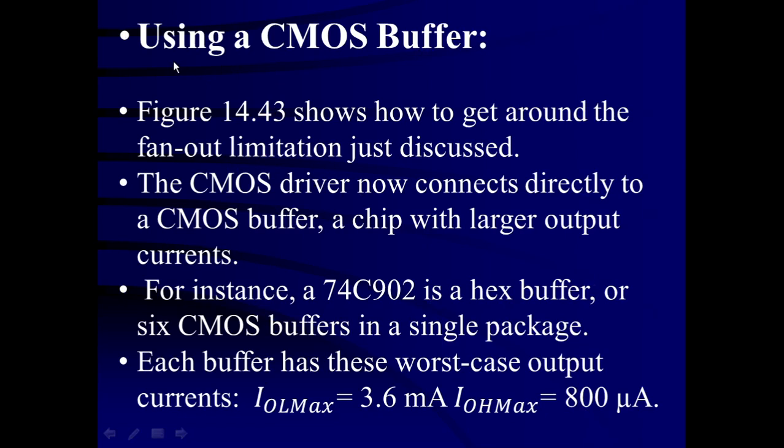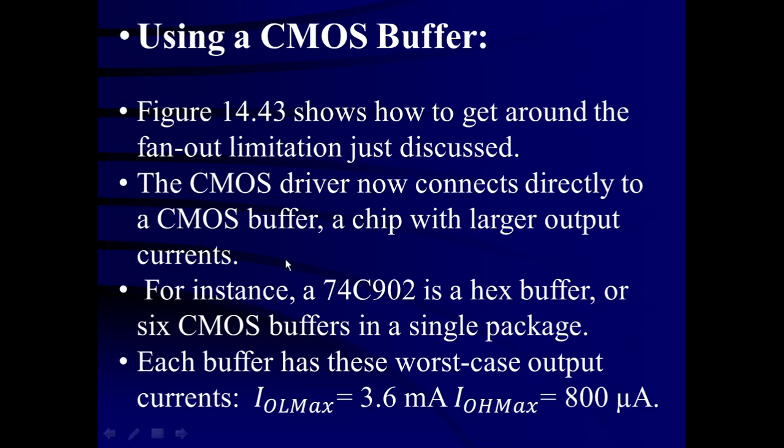Now, these problems can be overcome using a CMOS buffer IC. Just like in TTL, there are buffer ICs which have higher output currents, and if the output current is larger, it can drive more gates. That means fan out capability is increased. In the same way, CMOS buffer ICs are prepared, and their output currents are larger than those of normal CMOS ICs.